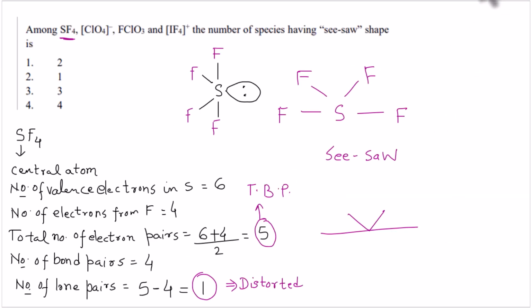So coming back to the question, how many compounds are seesaw in shape? Out of the 4 we have SF4 and IF4 plus. That means 2 compounds. So option 1 should be the correct answer.